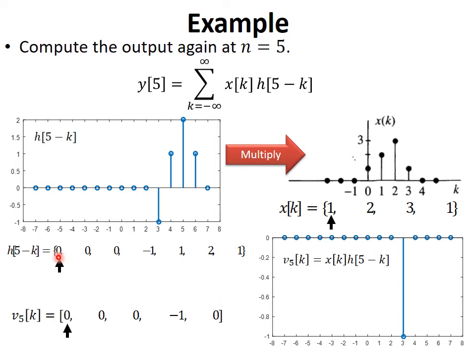So again the samples which are occurring at the same values of k would be multiplied together. So this sample would be multiplied with this sample and it would result in 0. This sample would be multiplied with this one, would result in 0. Similarly this sample would be multiplied with this one and would result in 0. And -1 would be multiplied with 1 and would result in -1, and all other samples would be 0. So we'll get only one non-zero sample, which is at k equal to 3.